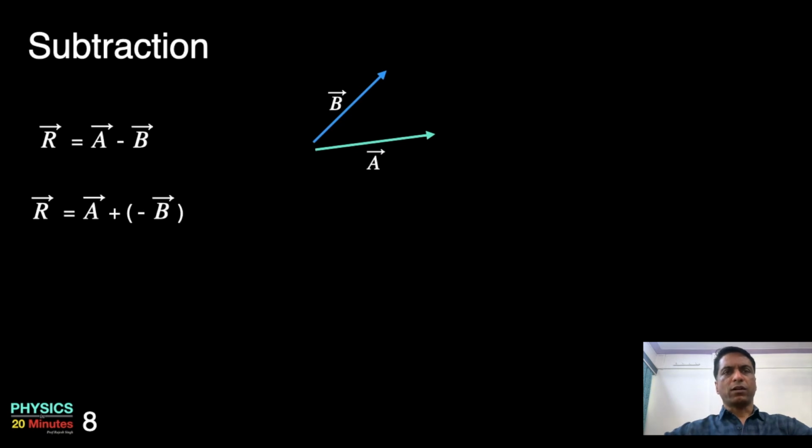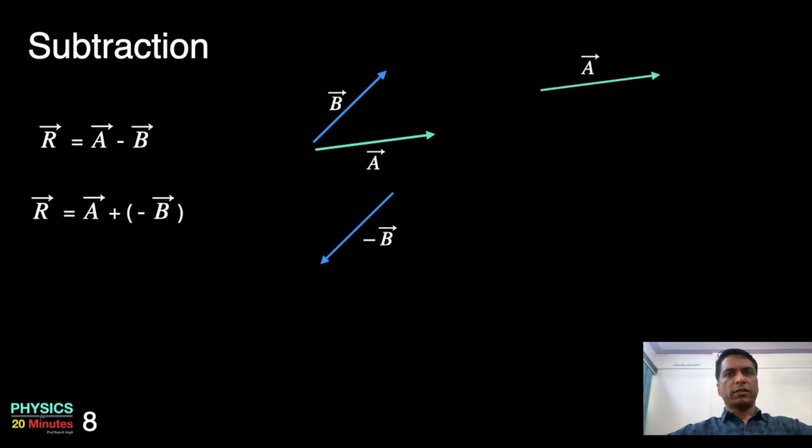So I want the opposite of B. Look at the direction in which B is pointing, and draw a vector which is opposite to its direction. This vector will be minus B. Now I am going to add minus B to vector A.